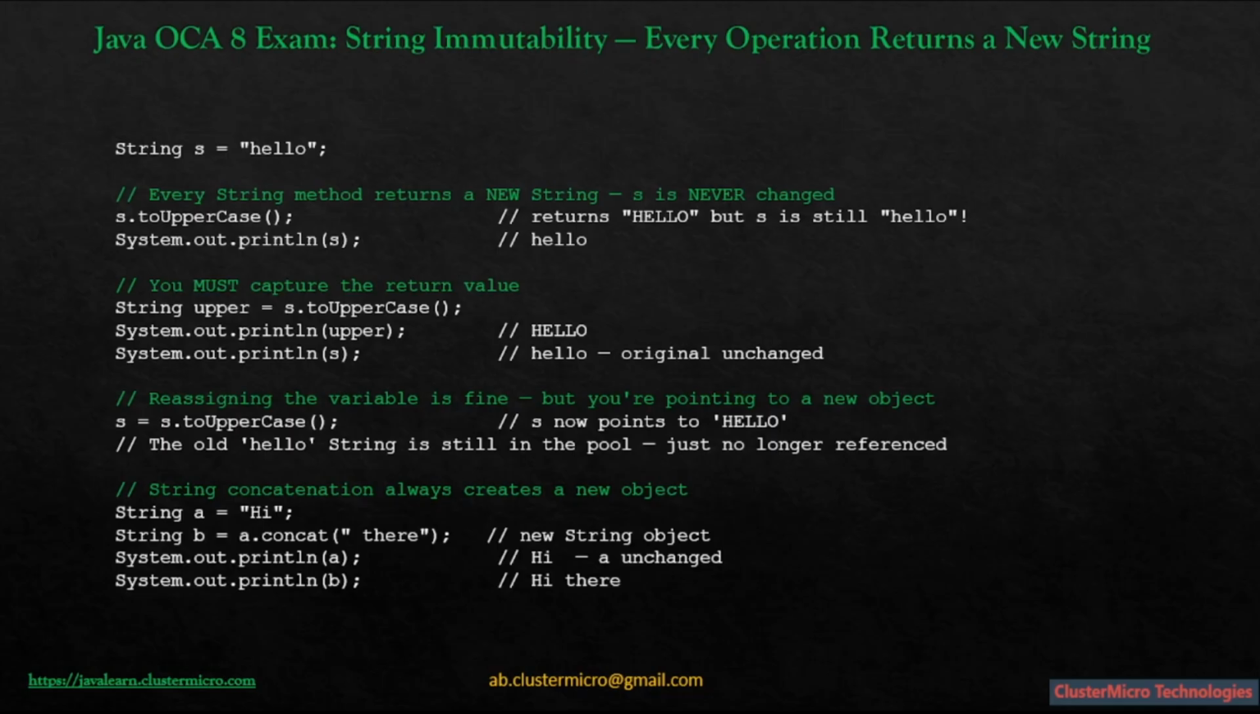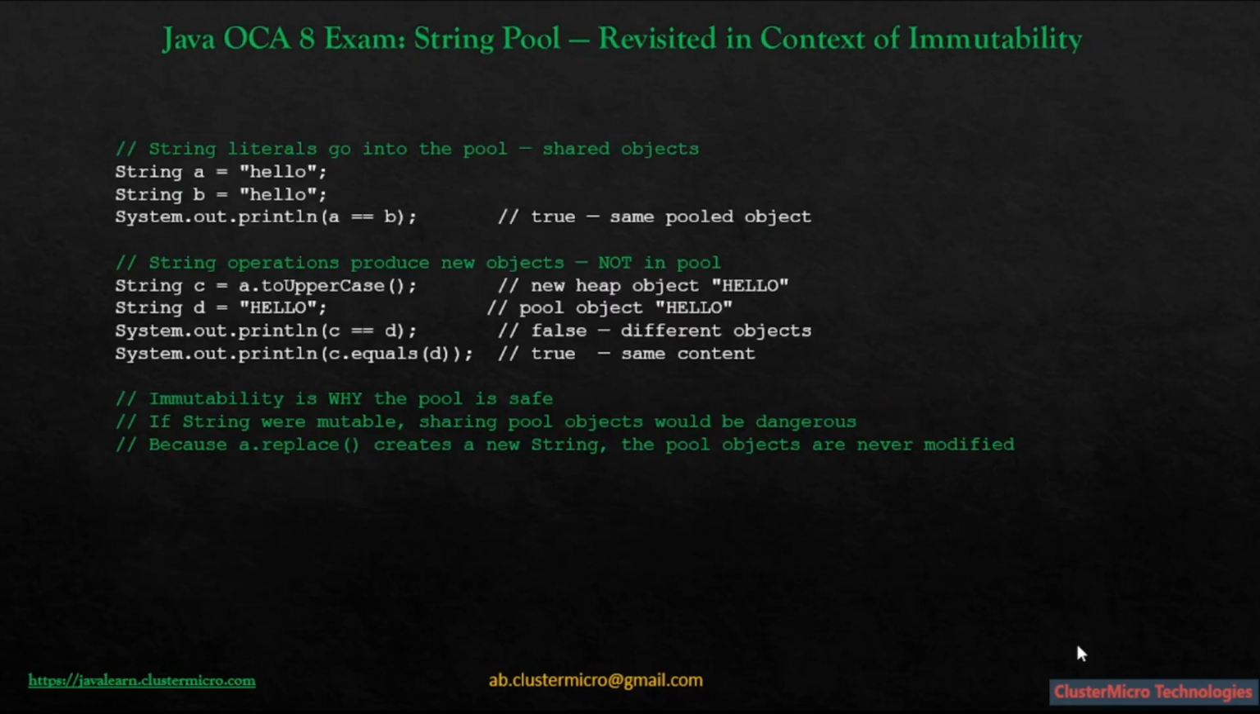String literals and the string pool: we are revisiting this in the context of immutability. String literals go into the pool. String a = "hello"; String b = "hello"; System.out.println(a == b) will be true. When Java sees a string literal, it checks the string pool first. If hello already exists in the pool, it uses the same object rather than creating a new one. So both a and b point to the exact same object in memory. That is why a == b returns true. The == operator compares references, that is memory addresses. Since both variables point to the same pooled object, the addresses are identical.